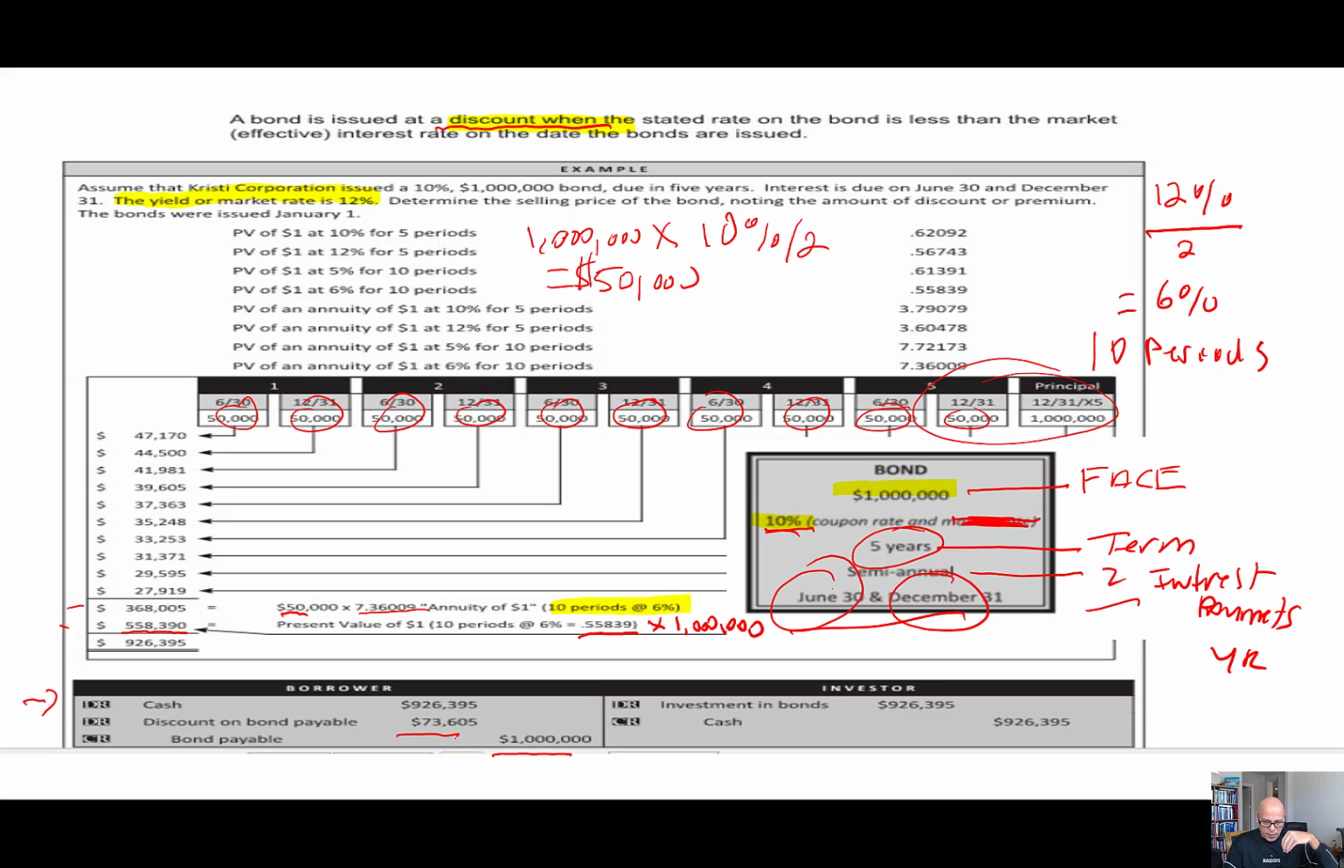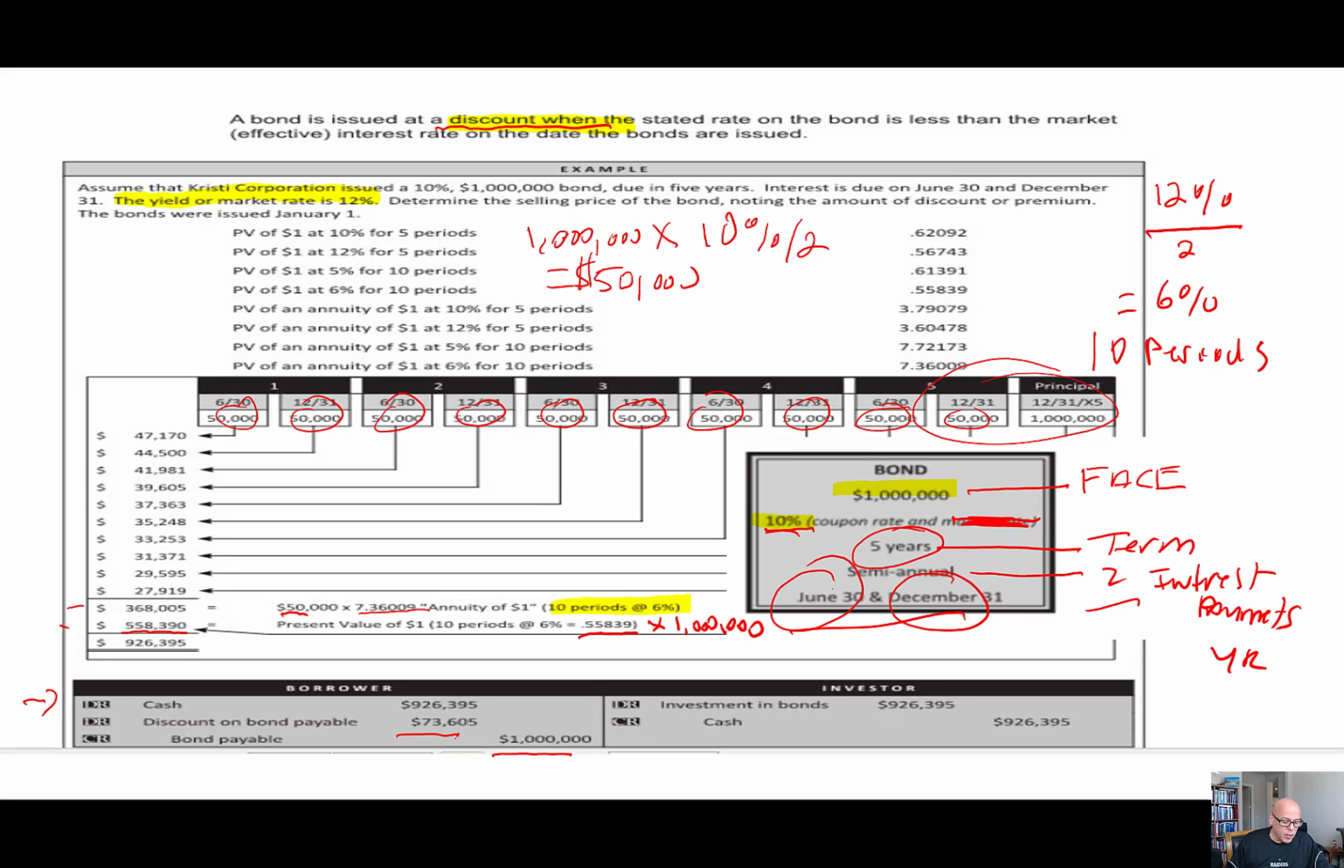And so I'm going to have to pay out an extra $73,605. That's compensating my bondholders for all those years that they only received a 10% return when the market was requiring a 12% return. They get caught up at the end of that bond.